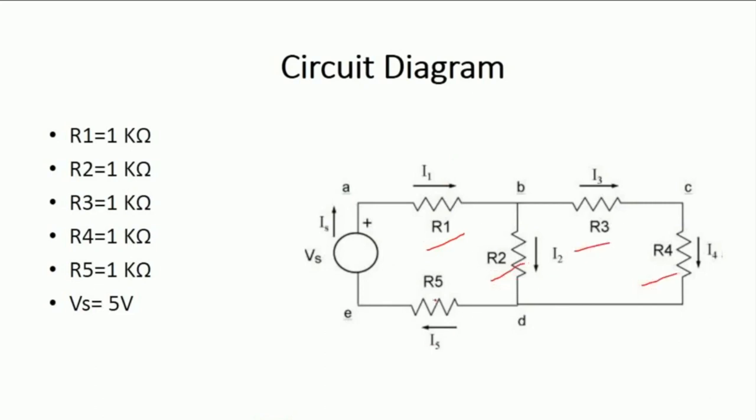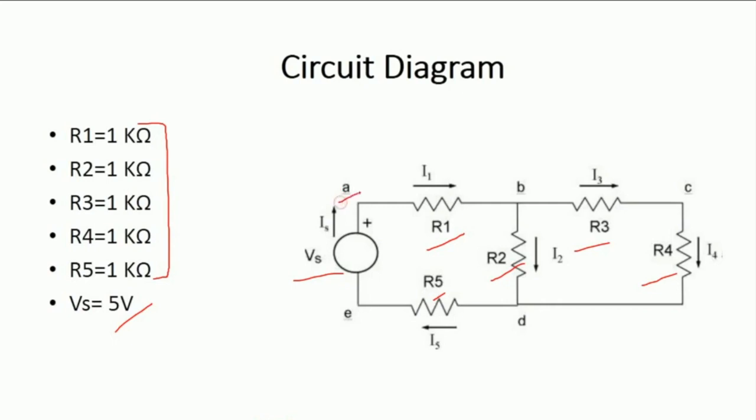So these are the resistances. The value of all these 5 resistances will be taken as 1 kilo ohm. After that, the input voltage that will be provided with the help of the power supply will have the value 5 volt. So this is the arrangement, the combination of series and parallel of 5 resistances R1, R2, R3, R4 and R5. And then we will try to calculate Kirchhoff's current law at different nodes.